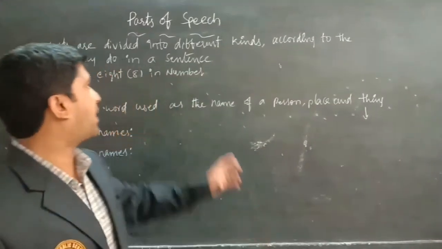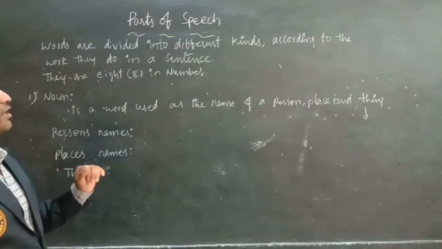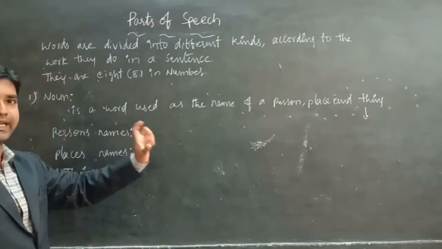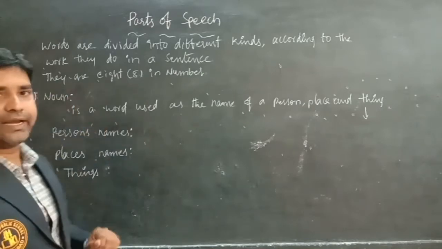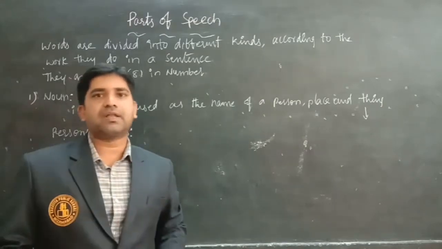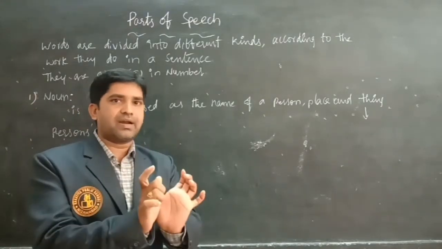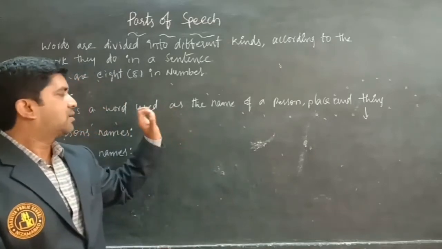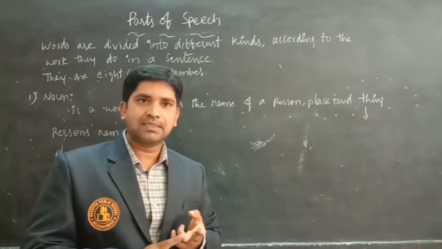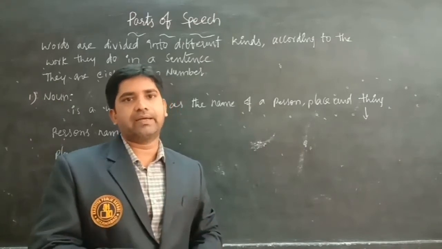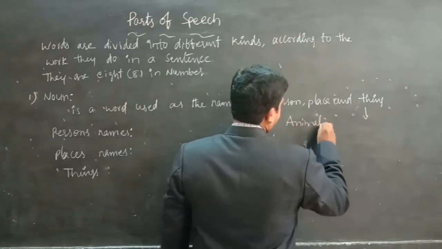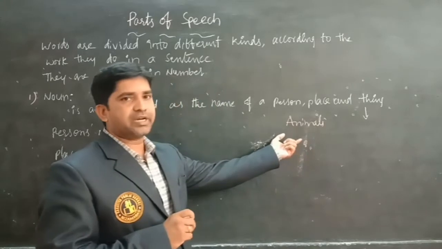Here are the definitions of the parts of speech. Words are divided into different kinds according to the work they do in a sentence. Here there are 8 in number. And the first one is noun. Here the definition for the noun is a word used as the name of a person, place, animals, and things. Here animals was recently added and is mentioned in some books.